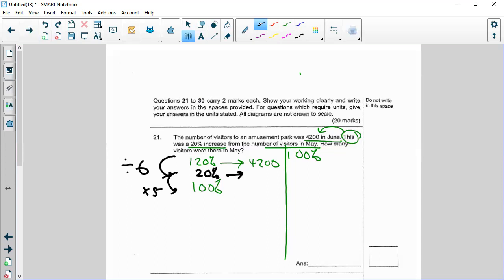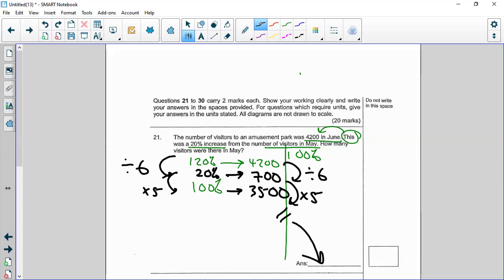So on the other side, you do the same. Divide by 6 and cover the 2 zeros. You get 42 divided by 6, and then put back the 2 zeros. And then later, you times 5. So 7 times 5 is 35, and put back the 2 zeros. And how many visitors were there in May? 3,500. Are you clear? Shortcut, jumping method. So you don't have to find 1%.